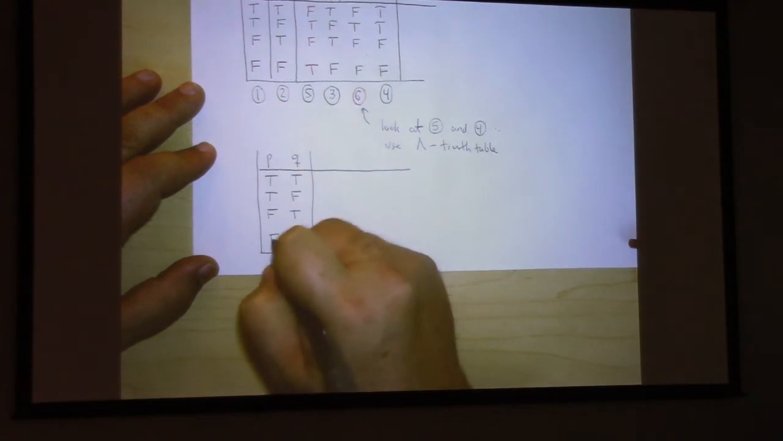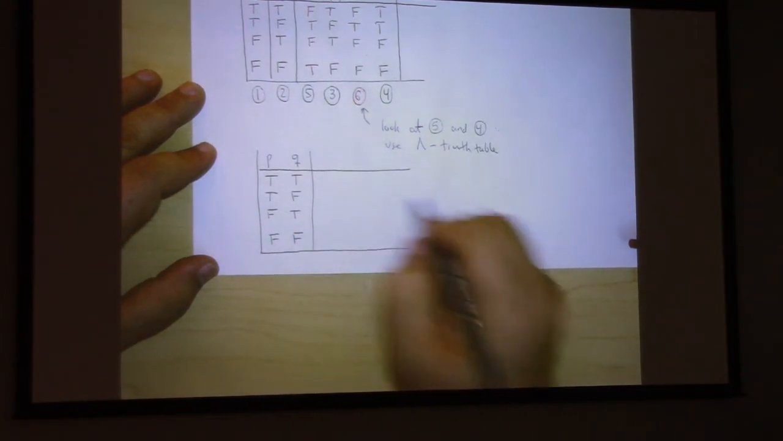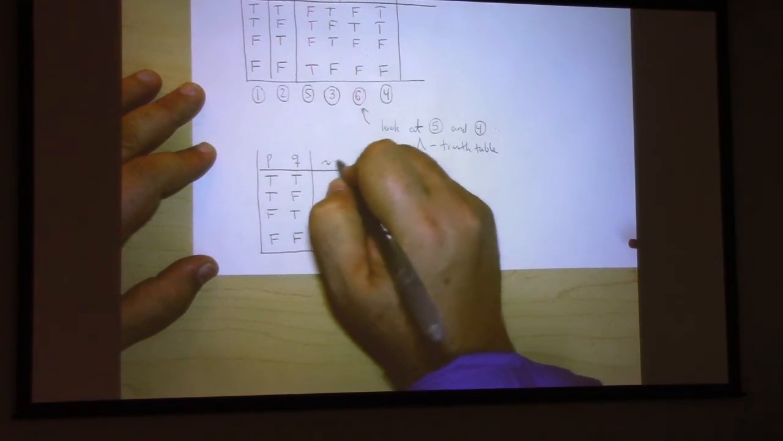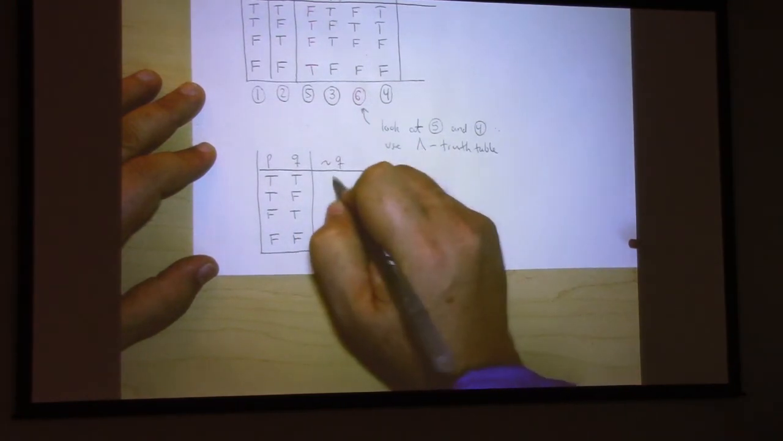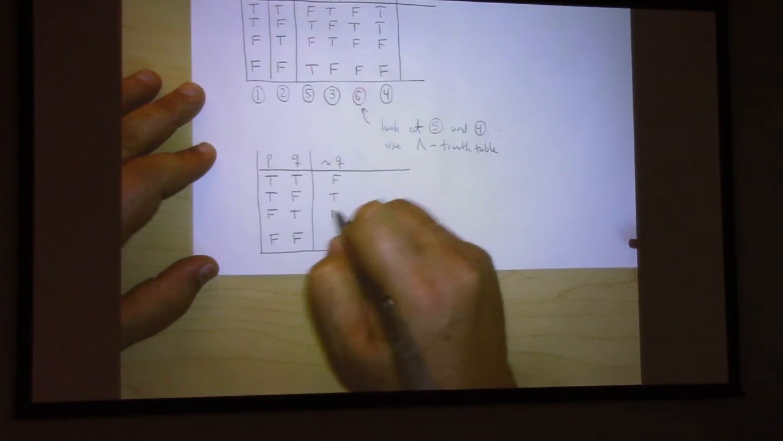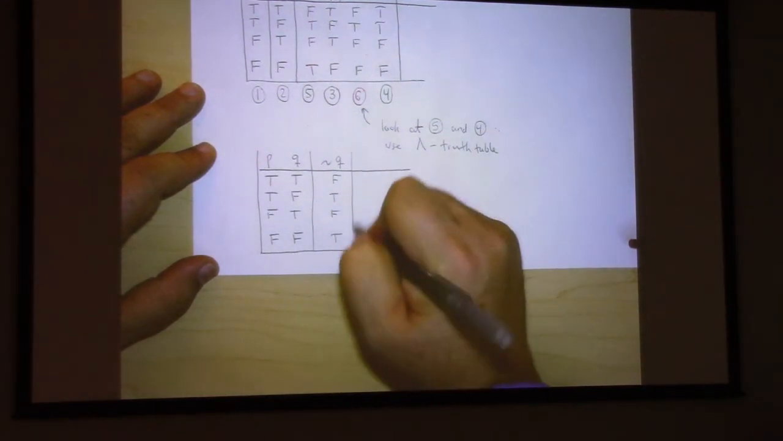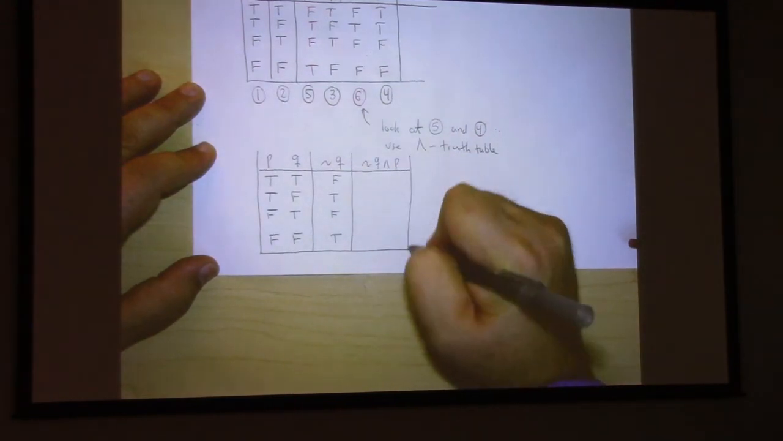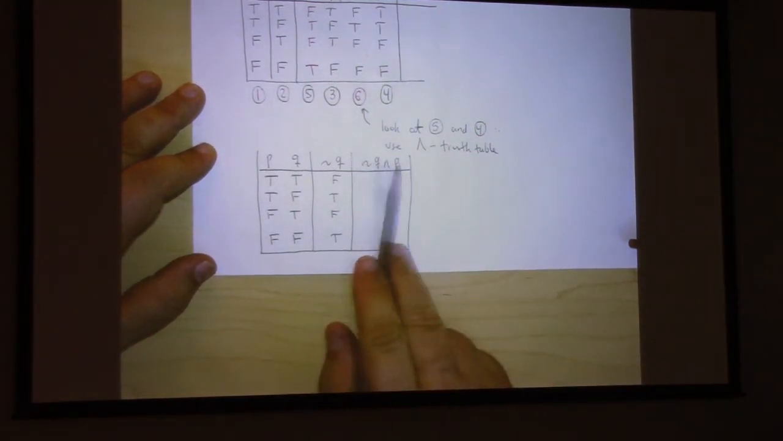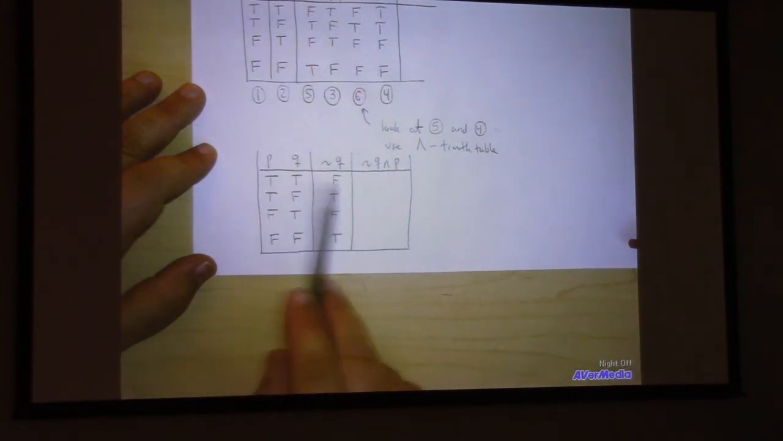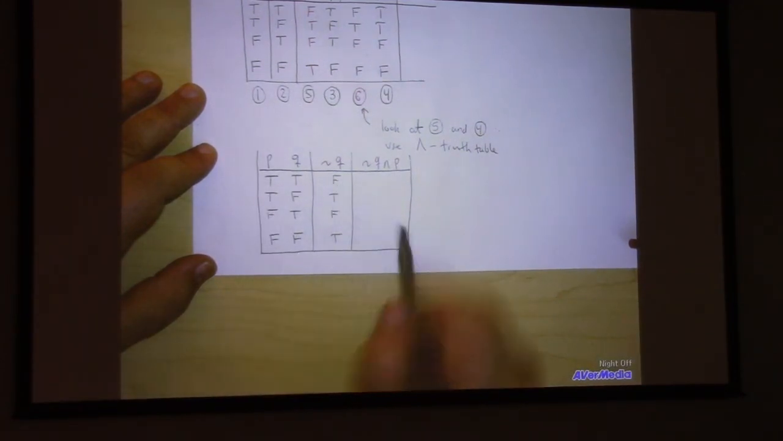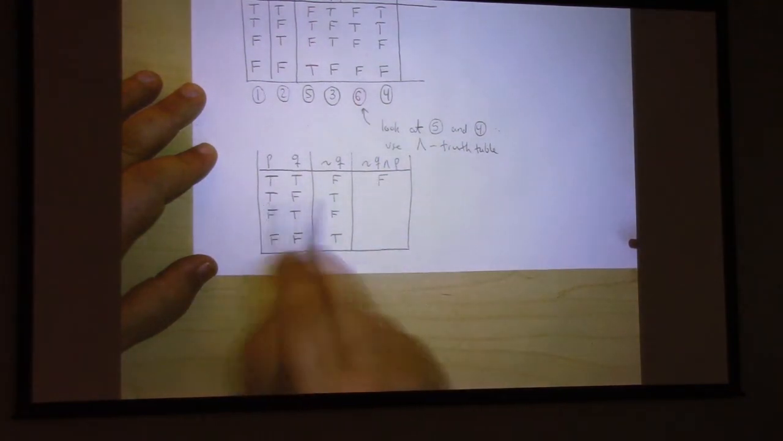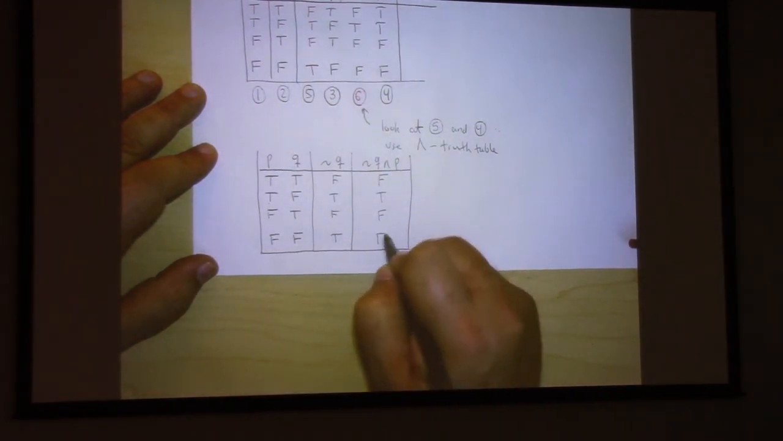But here's how the same truth table looks in the other notation. So what I would do is I would just do not Q. For one, that would be F, true, like that. And then I would just jump straight to not Q and P for my final column. To figure out the final column, not Q and P, I just look at these two. So true, false. True and false is false. True and true is true. False and false is false. False and true is false using the conjunction.